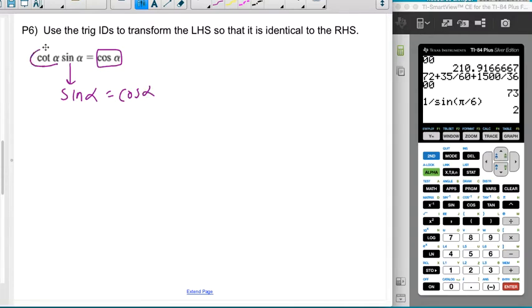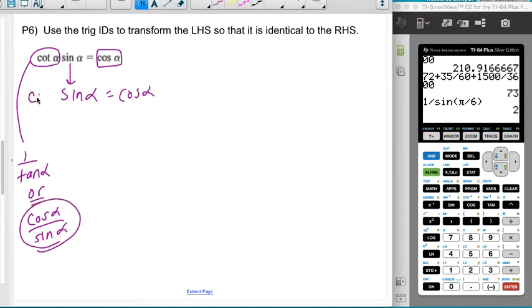And I'm going to take this guy, and I noticed that there's two options for this, right? For this, I could use 1 over tangent alpha, or I could use cosine alpha over sine alpha. And I could use either of them, but this one seems more beneficial in this situation because notice that the answer I'm trying to get also involves a cosine.